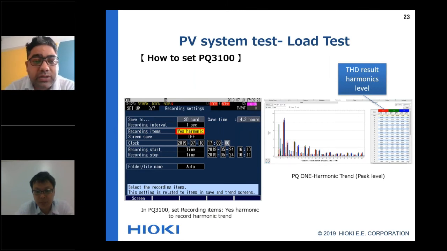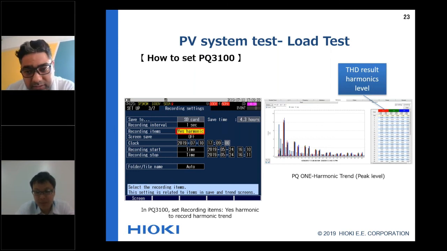And with the PQ3100, with the help of software called PQ One, you will be able to generate automatic reports in the form of Excel or Word files. So I hope we have answered the question.